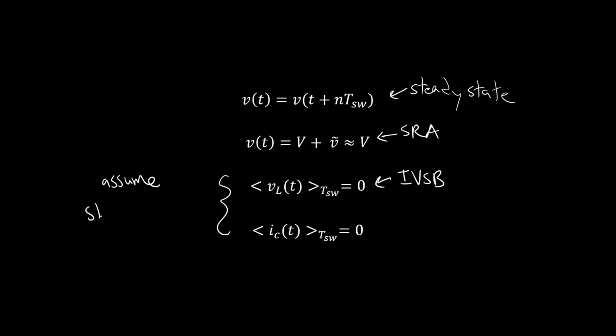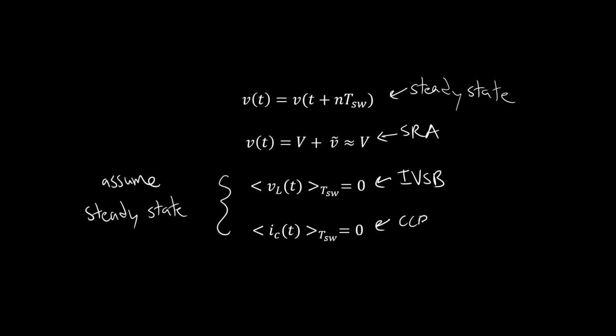And finally, there's capacitor charge balance, which is very similar to inductor volt-second balance, except it says the average charge that you apply to a capacitor in one switching cycle when you're operating in steady state is 0. So the charge you put in is equal to the charge you take out because the capacitor voltage doesn't vary cycle to cycle, because it's in steady state.